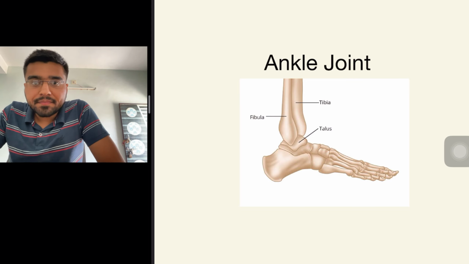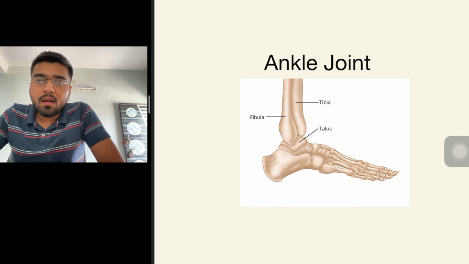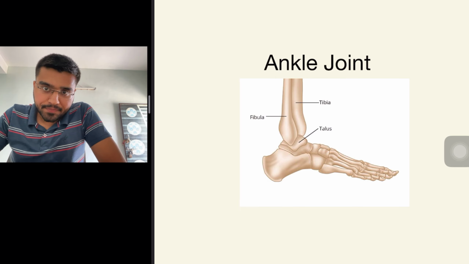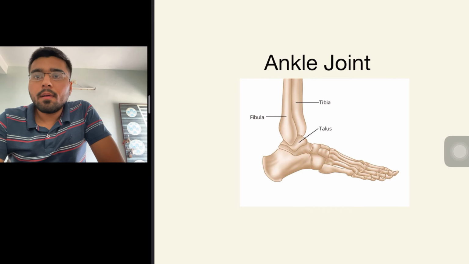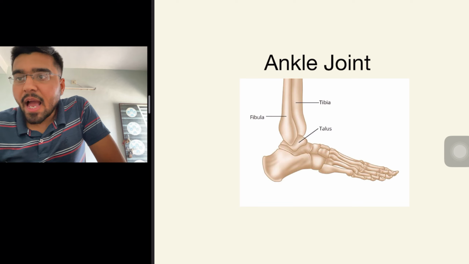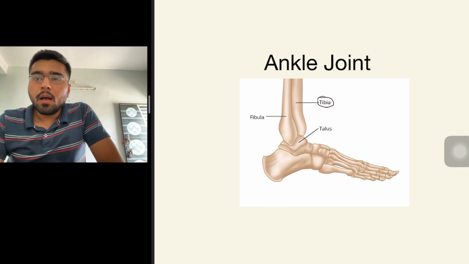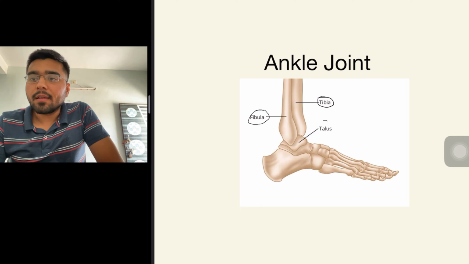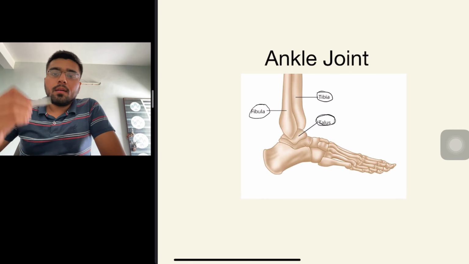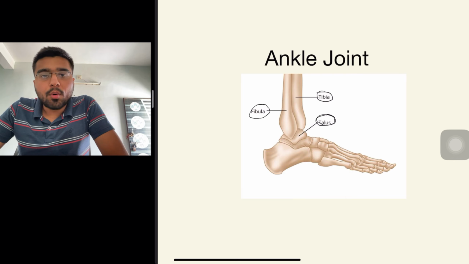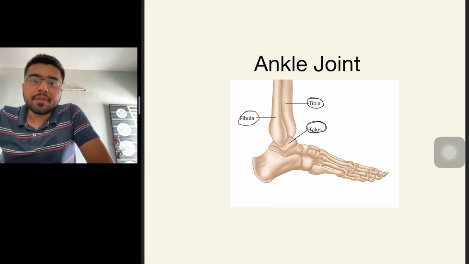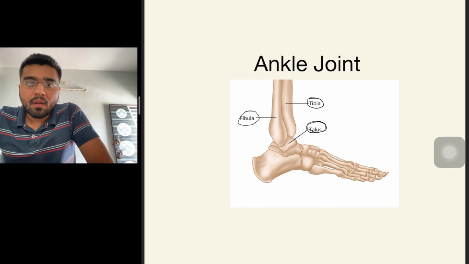So the ankle joint is a joint that is formed between three bones, that is tibia, fibula and talus. The lower end of the tibia and the lower end of the fibula articulate with a smaller bone in our foot, that is the talus, and that forms one important joint in the foot, that is the ankle joint.